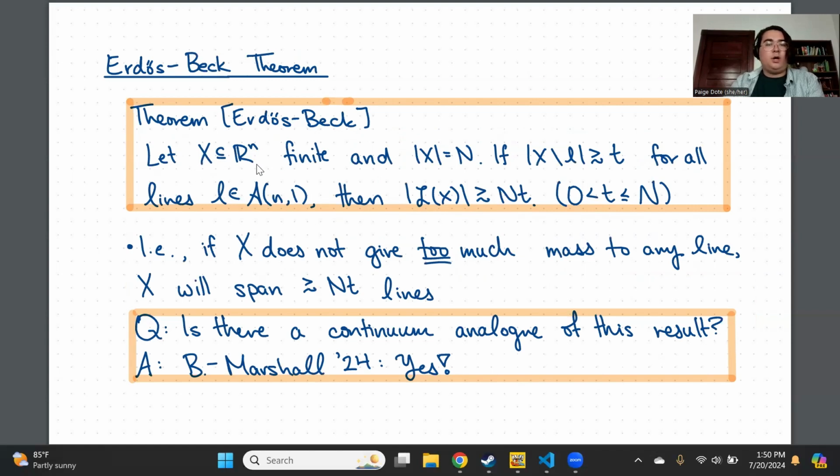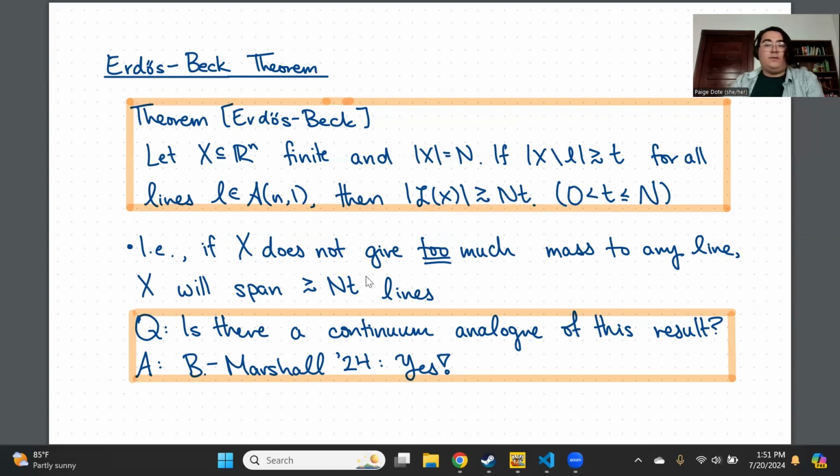We take a finite subset X in R^n, let's say it has n many points. Now, as opposed to assuming that it doesn't drop too much if we take away any line, we're going to assume that if I take away any line from X, it at most drops down to T, for all lines L in the affine Grassmannian. Then the set of lines spanned by X is at least NT. This is very similar to what we had in the first place, where T was equal to N, right? X minus any line is at least N, then we should have N squared many lines, but this is in some sense more quantitative.